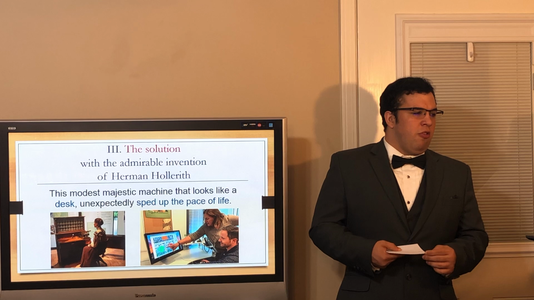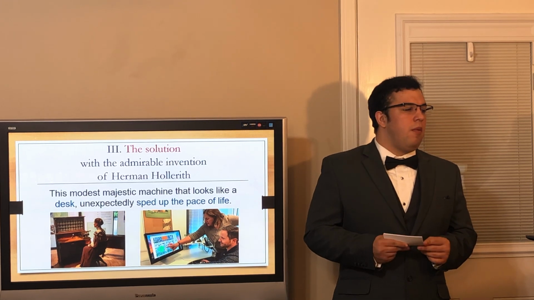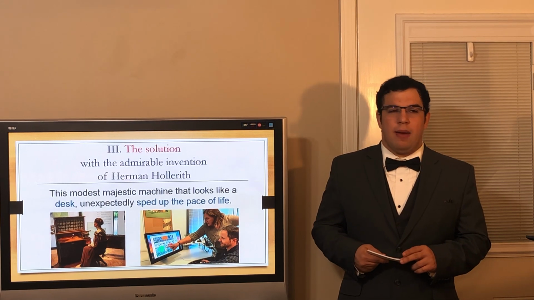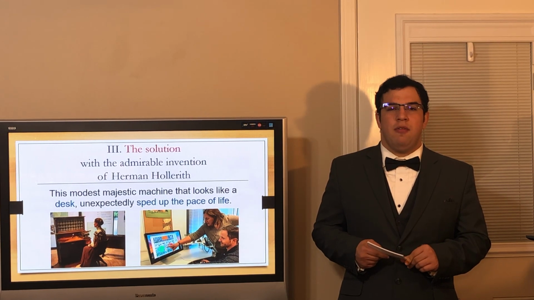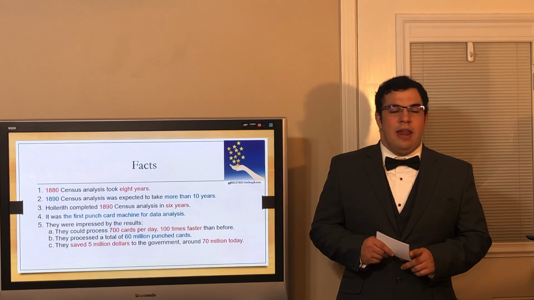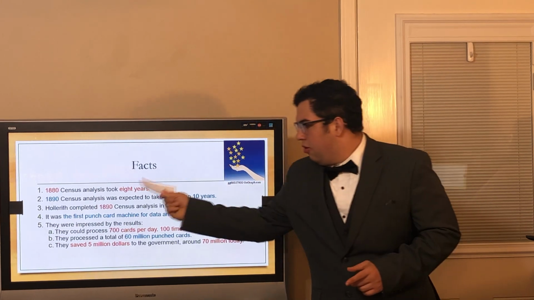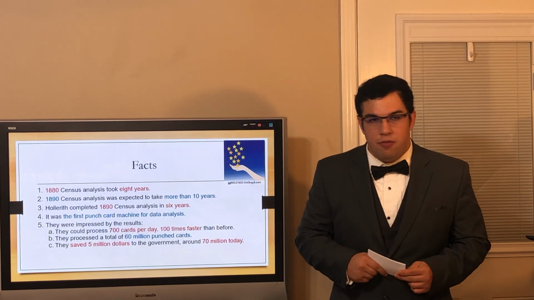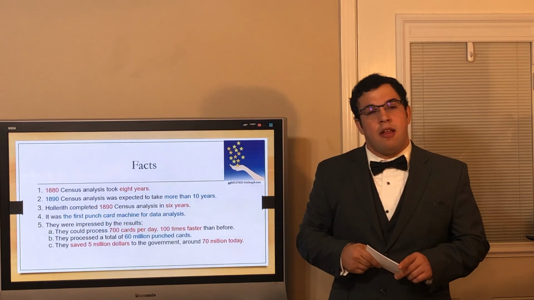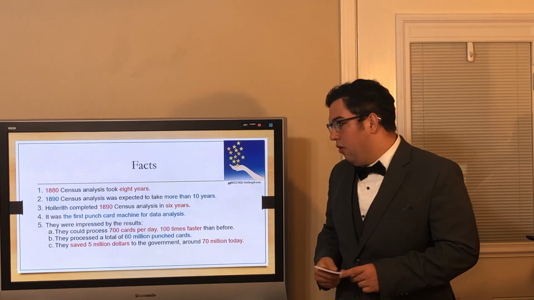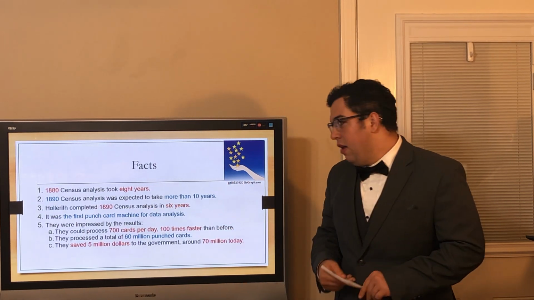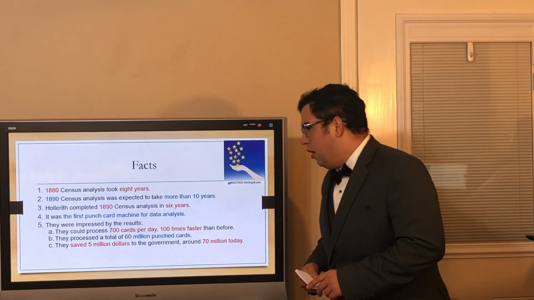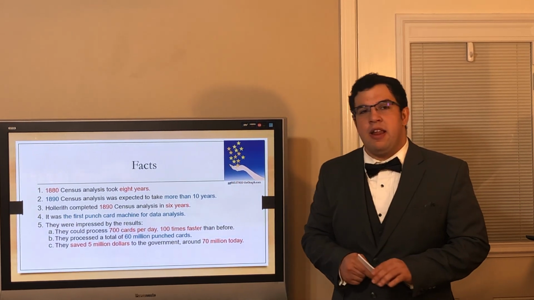Herman Hollerith came in with this modern, majestic machine that looks like a desk, but unexpectedly sped up the pace of life. In 1880, the census took 8 years. In 1890, the census would have taken 10 years. But with the help of the Hollerith machine, it only took 6 years. It was the first punch card machine used for data analysis.